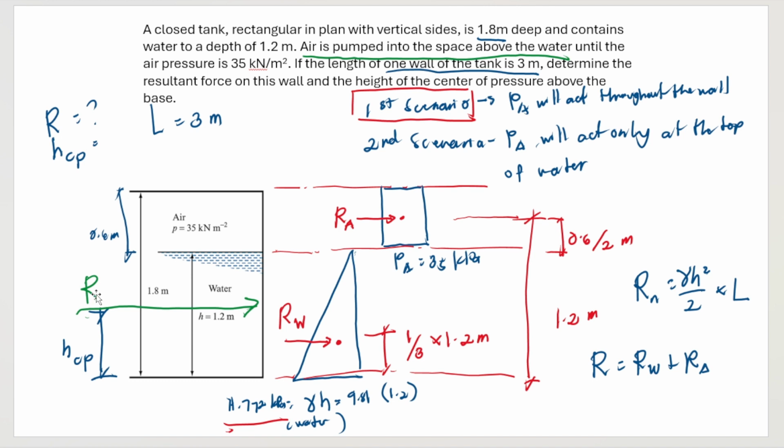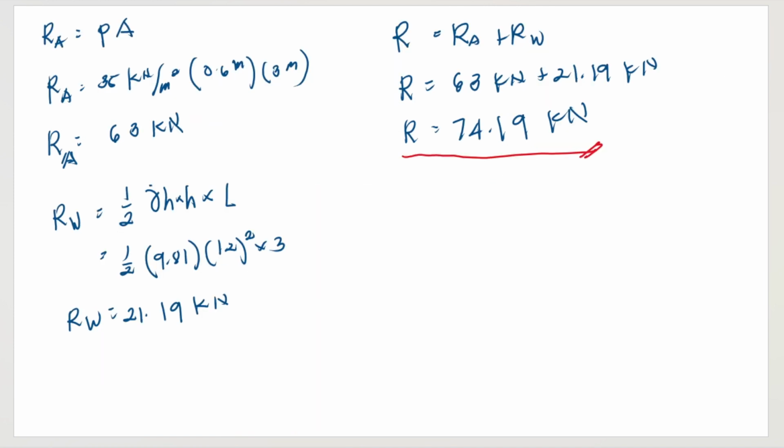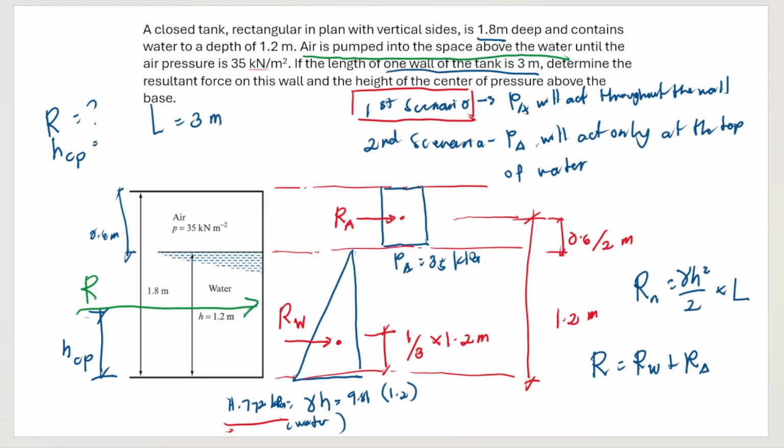So, using the Varignon's theorem, balik tayo doon sa solution natin. Gamitan lang natin ng Varignon's theorem. That is R multiplied by HC sub P is equal to R sub A times its height. Ano nga ulit yung height ng ating R sub A? Balikan lang natin yung illustration. R sub A is 1/2 ng 0.6 plus 1.2, 0.3 plus 1.2, so this is equal to 1.5 meters.